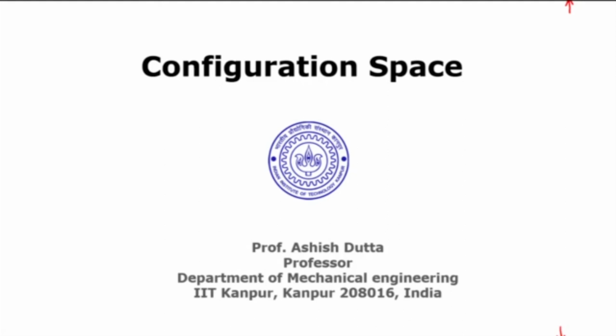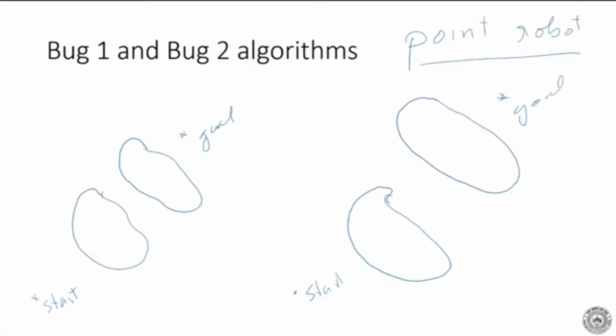So in the last class we were looking at the bug algorithm, and we saw the bug 1 algorithm, which is shown on the left hand side, and we have a start point and we have a goal point. Now a couple of points to remember here. First is that the robot is a point robot, so it's a point which is moving in space. Number 2, it has some kind of sensor like a touch sensor. So it has to touch the obstacle to understand that that's an obstacle.